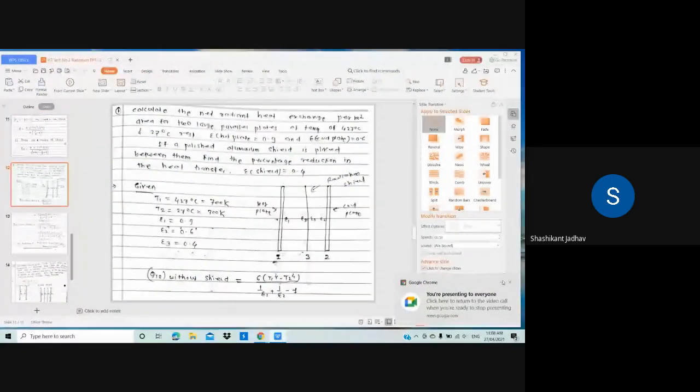Okay, so all of you write down the first problem, which is related to the radiation shield. From this problem we can easily understand how to use the formulas and how to calculate the heat transfer rate. So write down the first problem.